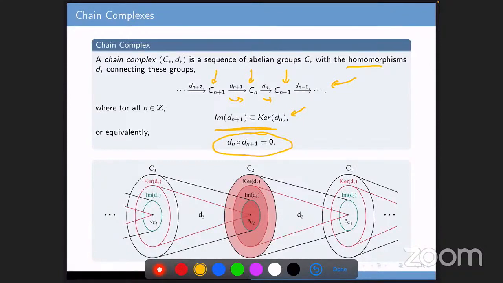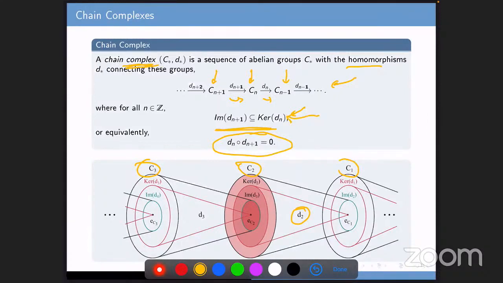Here's a figure. Let's say we are zooming in on this C3, C2, C1 situation and trying to see what is happening at C2. We have the abelian group C2, and the kernel of d2 is a subgroup of this one, so it is included in this one. And the image of d3 is again a subgroup of this group, right? Since we have a chain complex here, this condition is satisfied. So image d3 is contained in kernel d2.